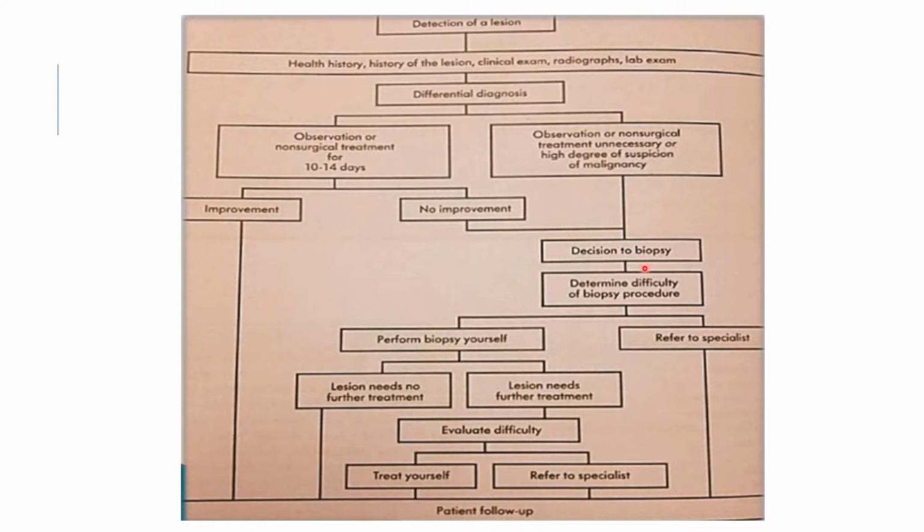Then in the decision of biopsy, you're going to determine how difficult the biopsy procedure is, how difficult that lesion is. Depending on that, you're going to see whether you need to call a specialist or you can perform the biopsy yourself. Now, if you can perform the biopsy yourself, there are again two outcomes: the lesion needs no further treatment, or the lesion needs further treatment. There are two types of biopsy, incisional and excisional. Excisional is a type of curative biopsy in which you're actually removing the whole lesion and it becomes a treatment in itself.